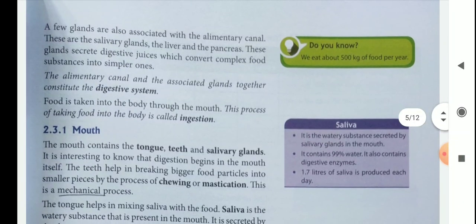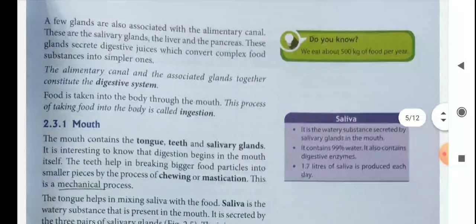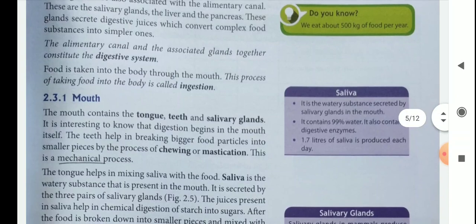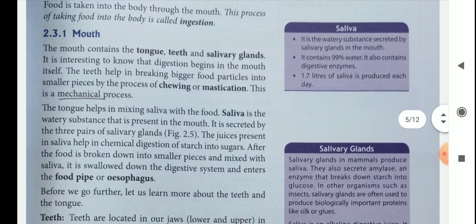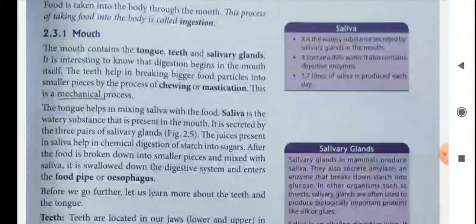Food is taken into the body through the mouth. This process of taking food into the body is called ingestion. Already we discussed what ingestion is. Let's see the mouth. The mouth contains the tongue, teeth and salivary glands. It is interesting to know that digestion begins in the mouth itself. So children, you remember digestion starts in the mouth, not in the stomach.